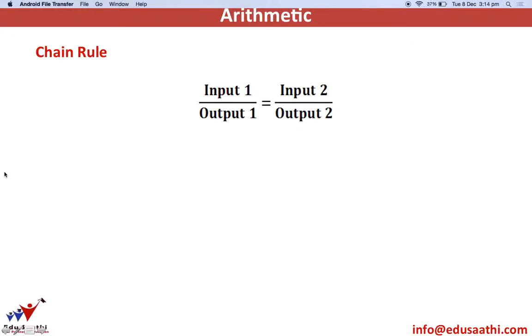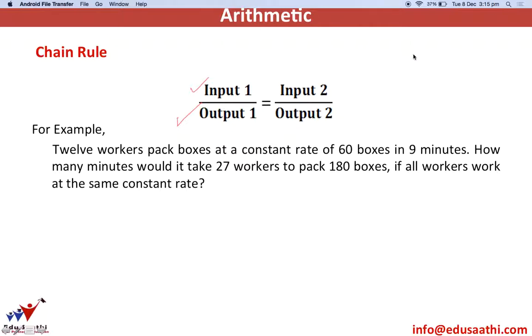The next concept that we have is the concept of chain rule. Very, very important thing that is being told here: the ratio of input over output under all the situations remains constant. So if you fill in your values of input and output correctly, you will get your answer in less than 30 seconds for a question related to chain rule. So input 1 over output 1 is equal to input 2 over output 2.